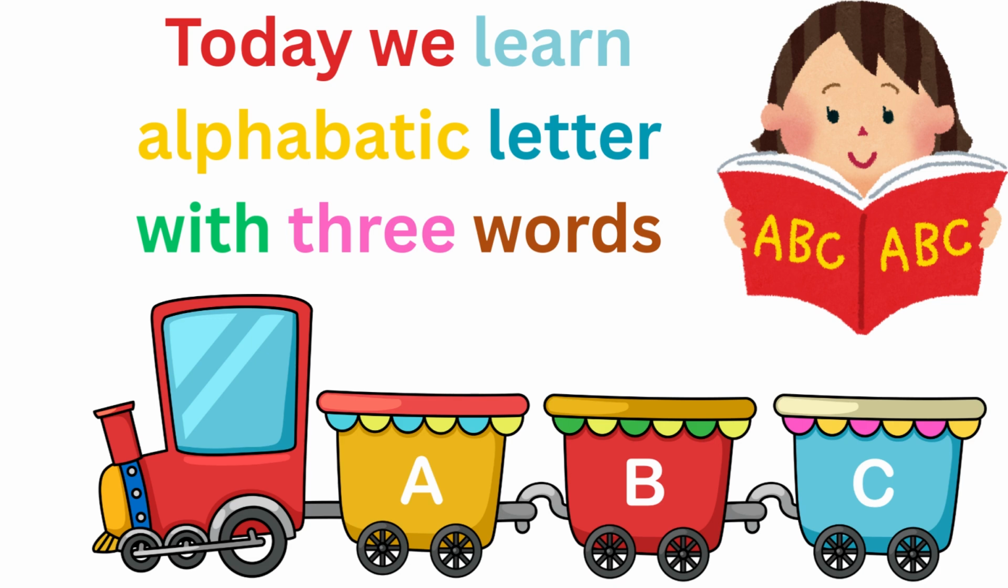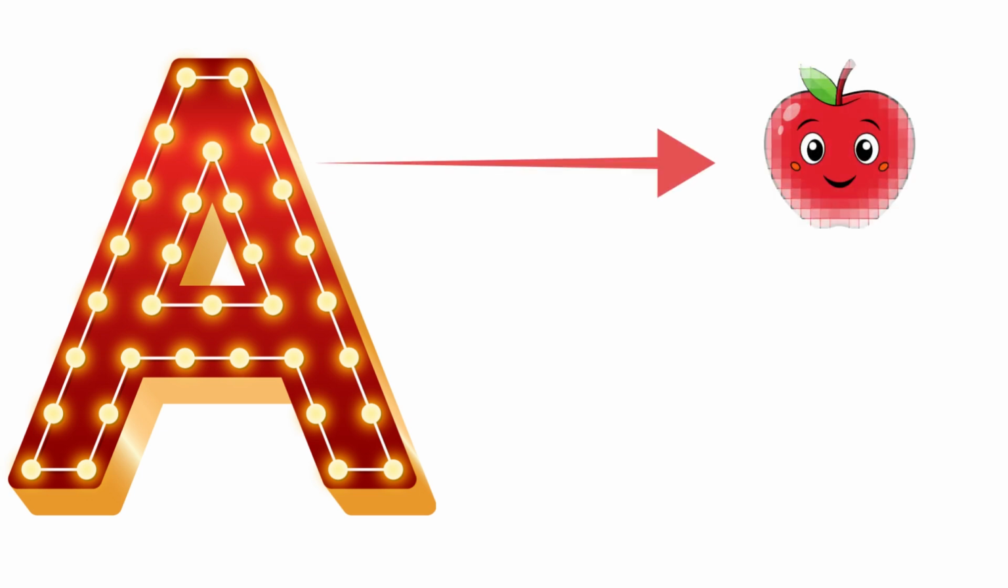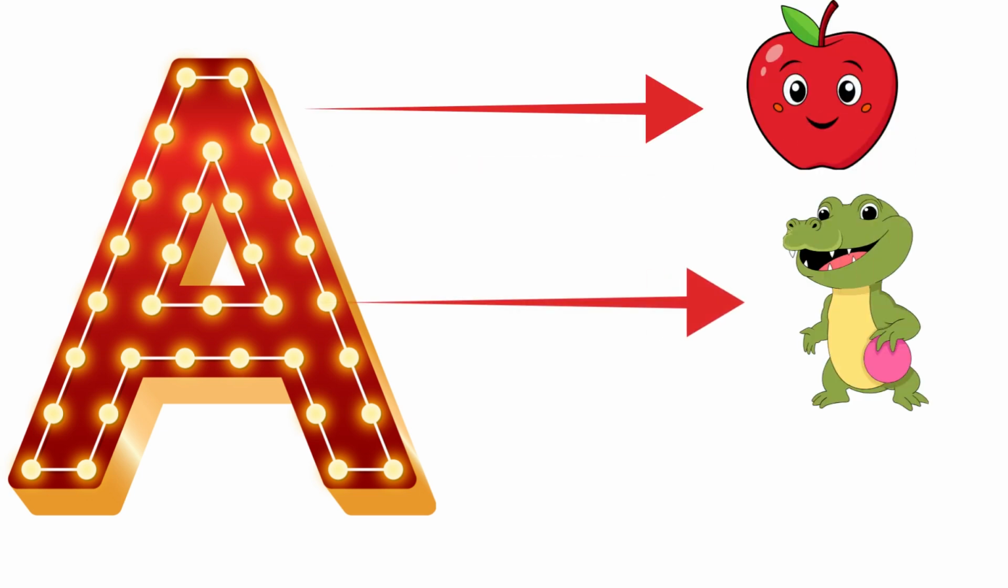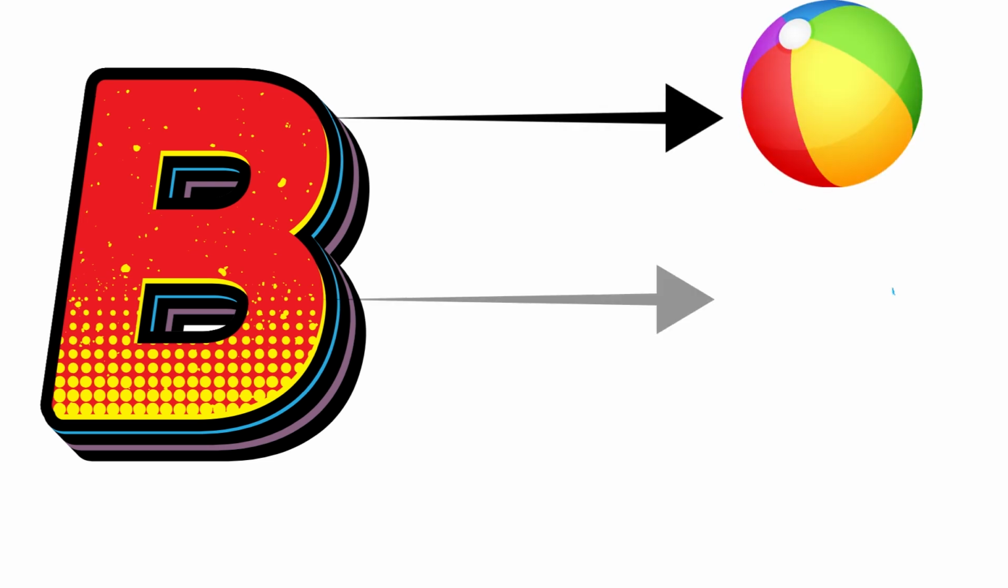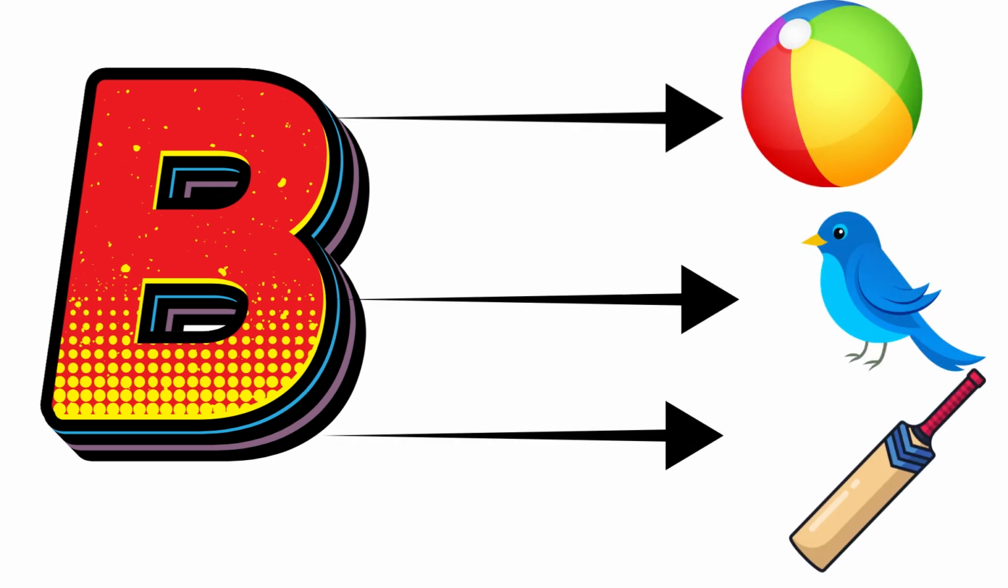Today we learn alphabetic letters with 3 words. A. A for apple. A for alligator. A for ant. B. B for ball. B for bird. B for bat.